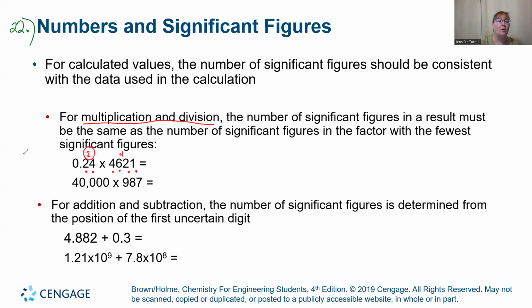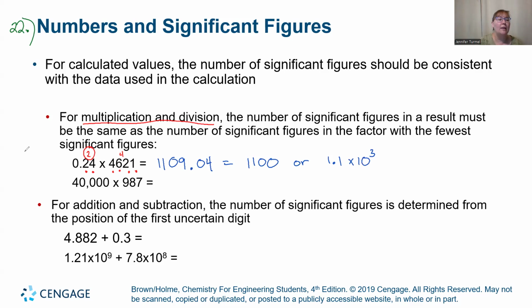So here, when we multiply these together, we will get 1109.04. But we can only have 2 significant figures. So when we report this, it's 1,100, or 1.1 times 10 to the third in scientific notation.